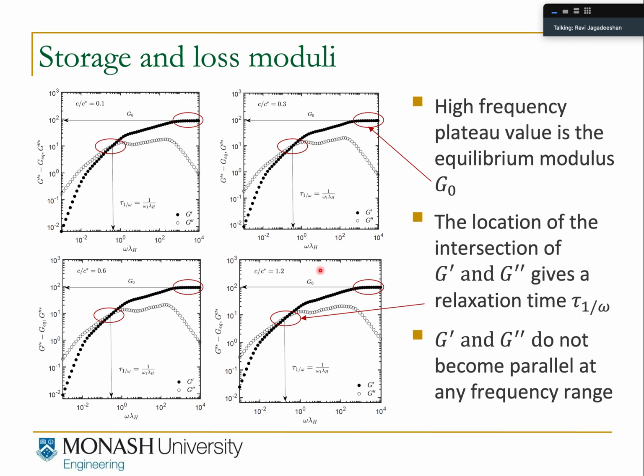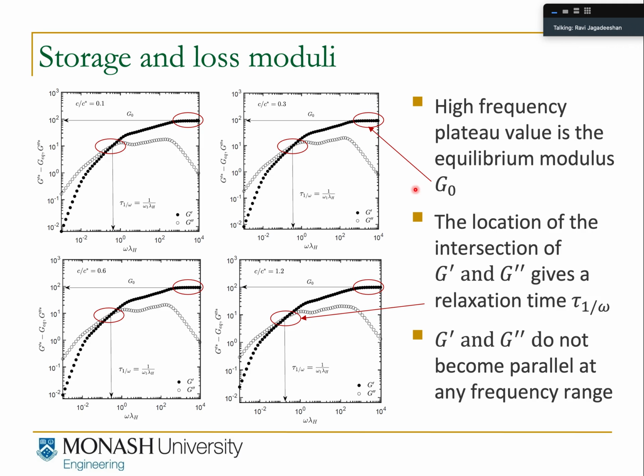Now, one can also do a Fourier transform and plot G prime and G double prime. And these are 4 plots at 4 different concentrations. Again, notice that nowhere do G prime and G double prime become parallel to each other over any range of frequencies. They always seem to intersect. And this intersection point actually gives us an idea of a relaxation time. And G prime also levels off at high frequencies, which is known as the equilibrium modulus G naught.